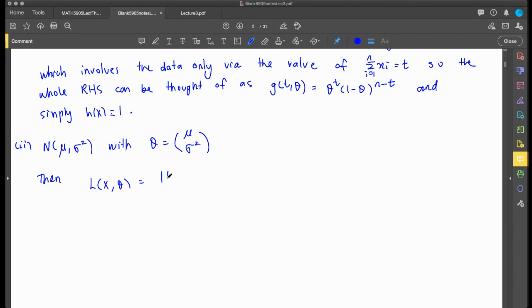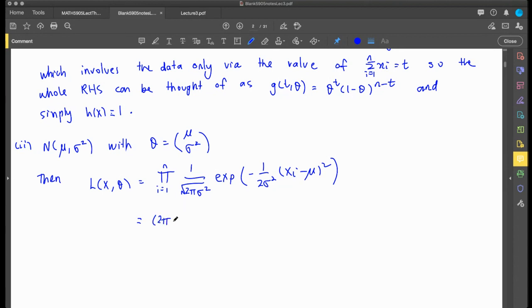L_x of theta, and as always, it's a product from i equal 1 to n of the density of a normal, which is 1 over the square root of 2 pi sigma squared, the exponential of minus 1 over 2 sigma squared, (x_i minus mu) squared. All right, that's my likelihood. And I can apply this product to this expression.